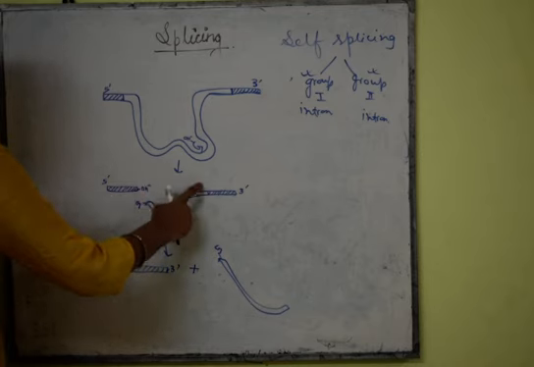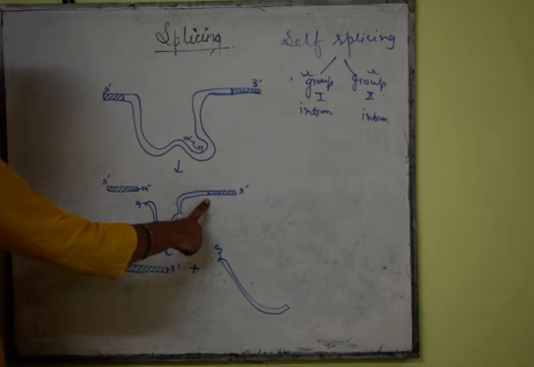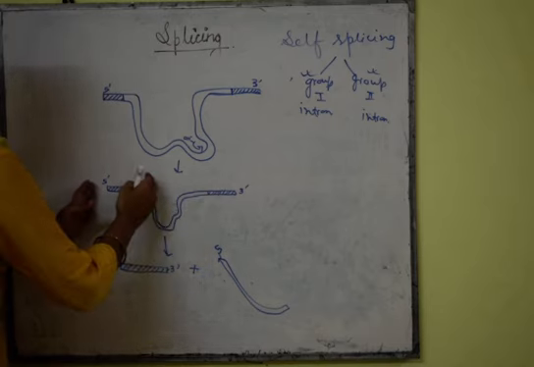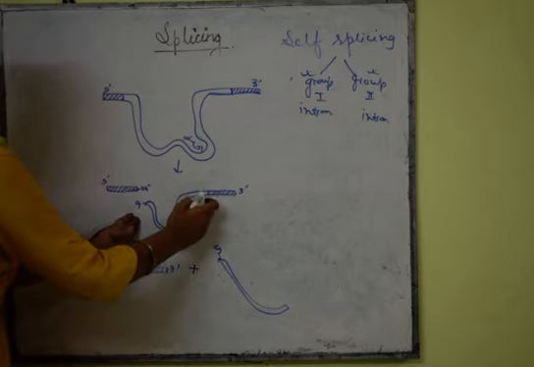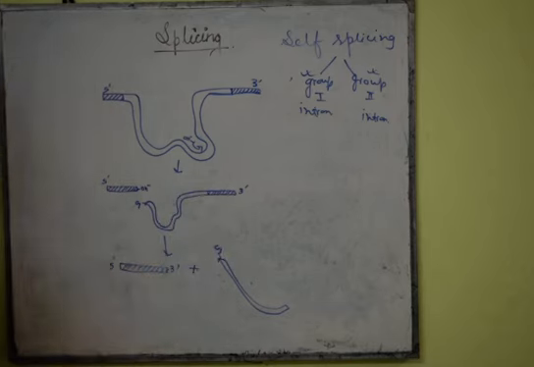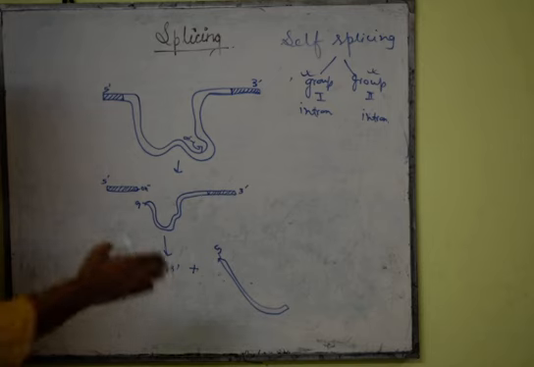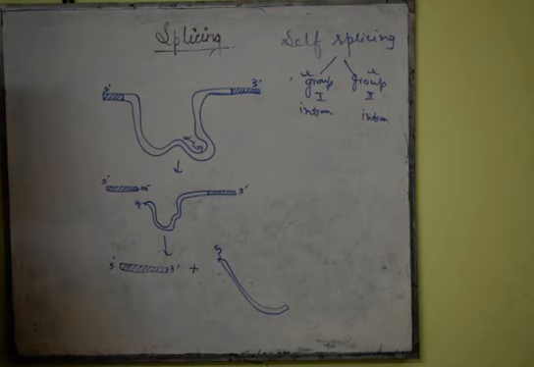It will again break the bond over here at the 3' splice site. As a result, these two exons will be joined together and this intron will be released or removed. But here we are not finding any kind of lariat formation. So this is the difference. In one we are finding a lariat and here no lariat, and that guanine pocket is present in group 1 introns, which is absent in group 2 introns.